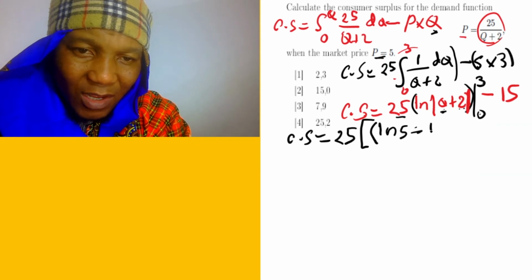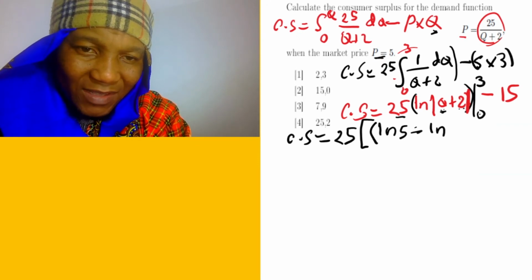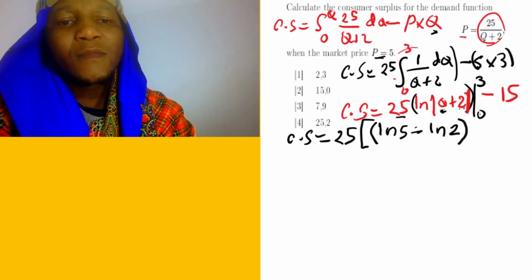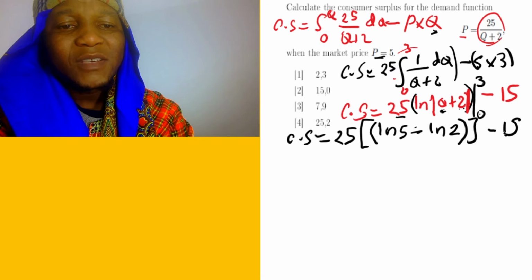And then minus ln. Now we plug the lower limit. If you plug 0 here, it's going to be 0 plus 2 equals 2. So it's going to be ln of 2. Minus 15.